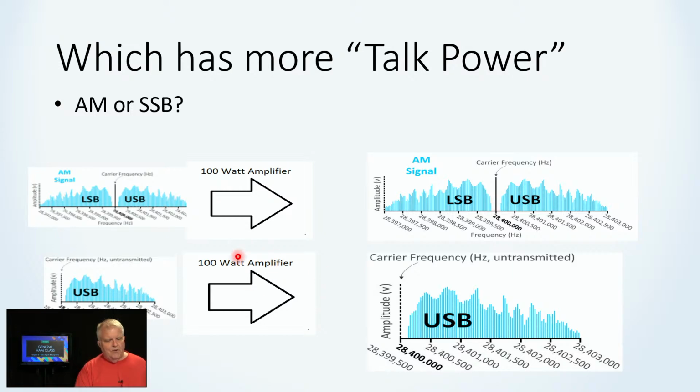But if you can use that 100-watt amplifier to just amplify the one sideband, all of this can be added to this, and so you look at the 2 size differences here. You're going to have more signal using single sideband transmission. So if you ever hear the phrase talk power, that's what they're talking about.